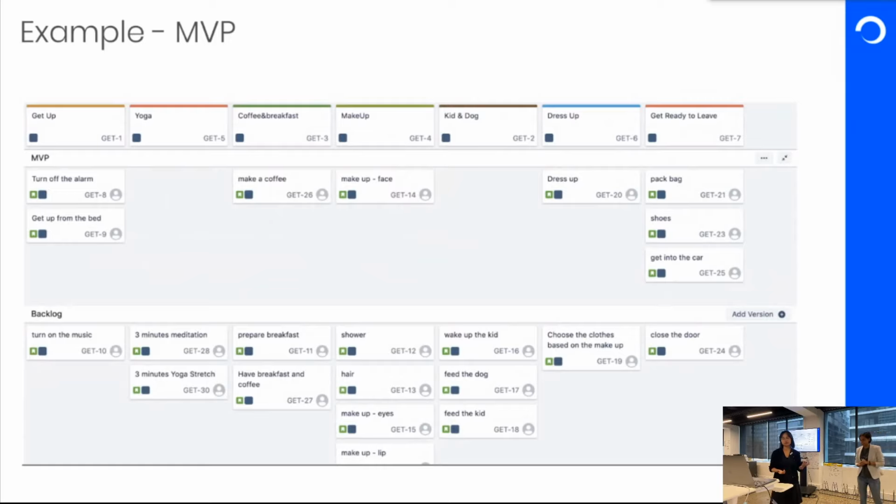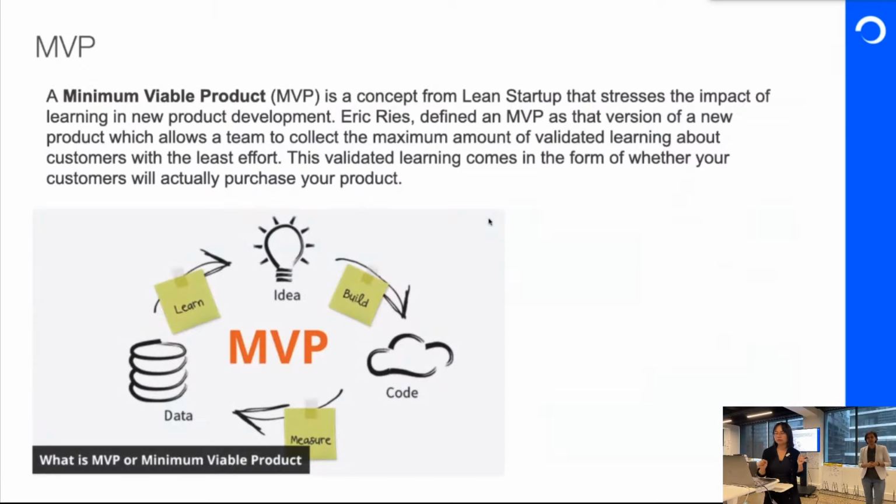Yeah, like for Mary's example, she may not turn on the music because there's no time. She may not do yoga anymore. She may just put some serum on and then dress up and pack the bag, get the key and get into the car, go to work. And leave the kids and dog to other people. Okay, so that's the concept of MVP, minimum viable product. Any questions so far?